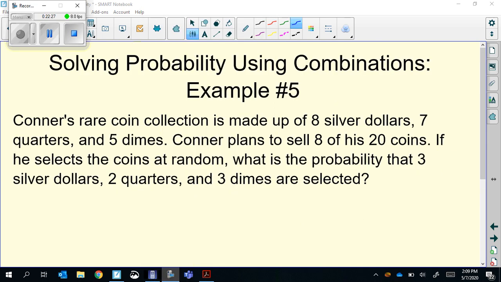All right, last one. We're looking at a coin collection. It's got 8 silver dollars, 7 quarters, 5 dimes. He plans to sell 8 of the 20 coins. 8 plus 7 plus 5 is 20. What's the probability that he selects 3 silver dollars, 2 quarters, and 3 dimes? So the 3 silver dollars, 2 quarters, and 3 dimes.